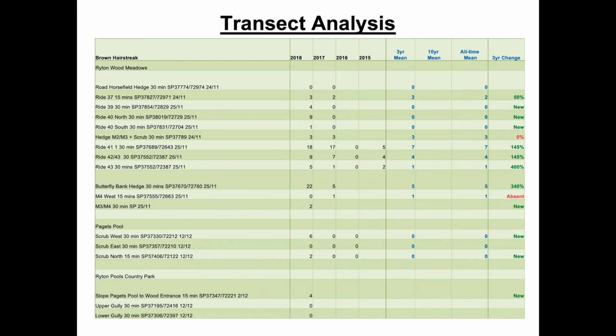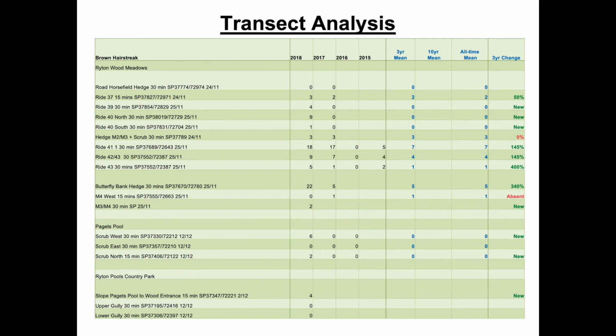And finally, the brown hairstreak. I've done a transect at Brighton for over 32 years, and it wasn't until 4 years ago that I actually saw an adult brown hairstreak on my transect. It just gives you an indication of how elusive these butterflies can be. But their eggs are relatively very easy to find.